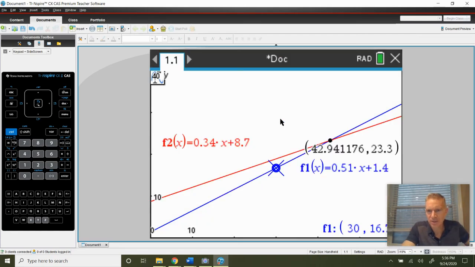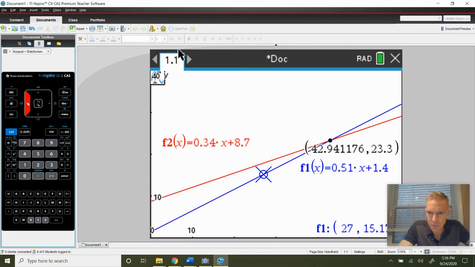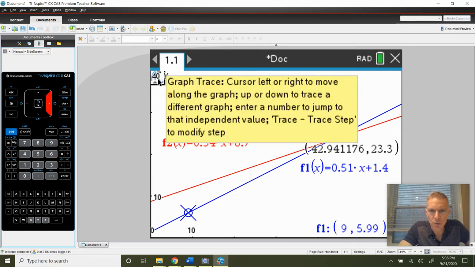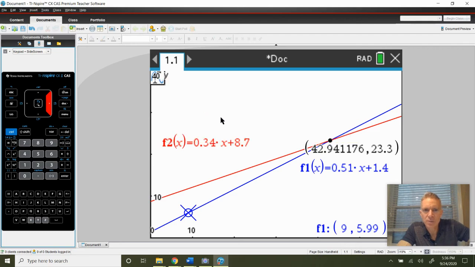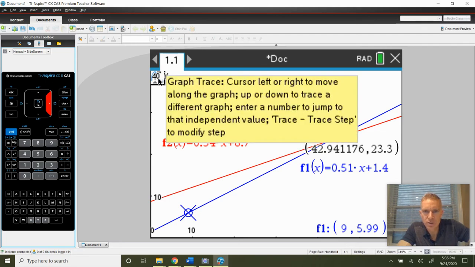Now, the nice thing about this, you can actually move left and right if you hit these arrow buttons, and it can move you along the curve. The problem is it locks in on certain points. So if you want a particular function, see right there, it didn't lock in on 10. In trace mode, remember, hover over here, it gives you the instructions: cursor left or right to move along a graph, up or down to jump to a different graph.